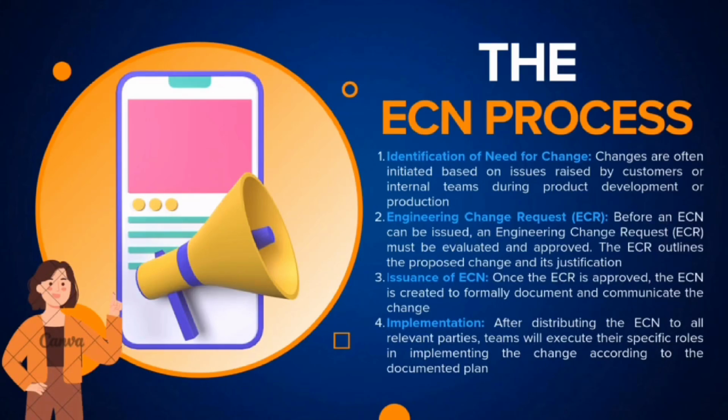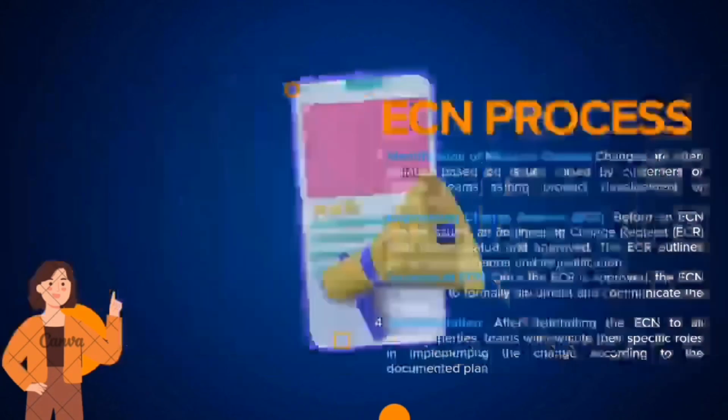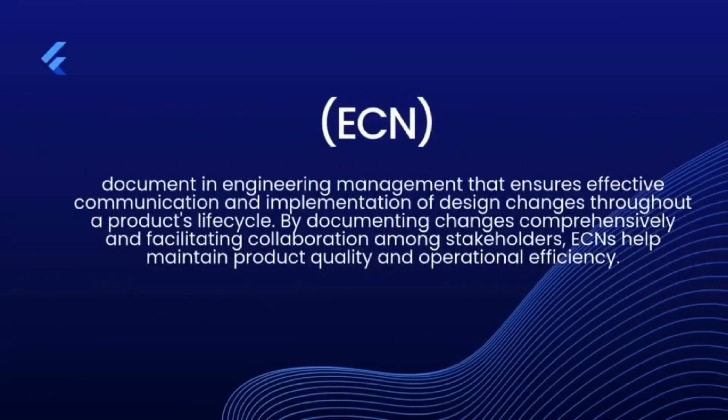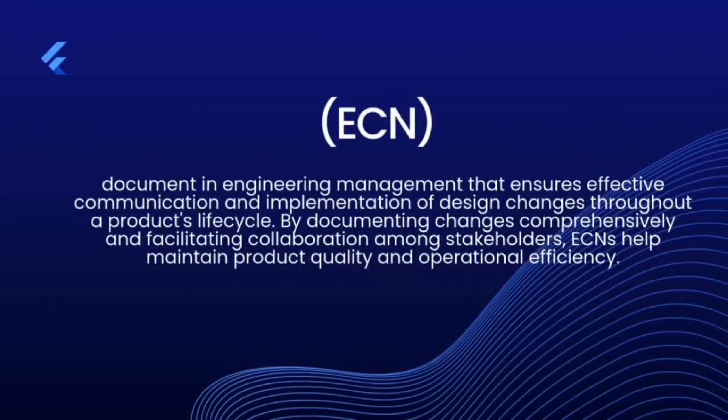The third one is issuance of ECN. Once the ECR is approved, the ECN is created to formally document and communicate the change. Last but not least, implementation. After distributing the ECN to all relevant parties, teams will execute their specific roles in implementing the change according to the documented plan. This is the summary of ECN.